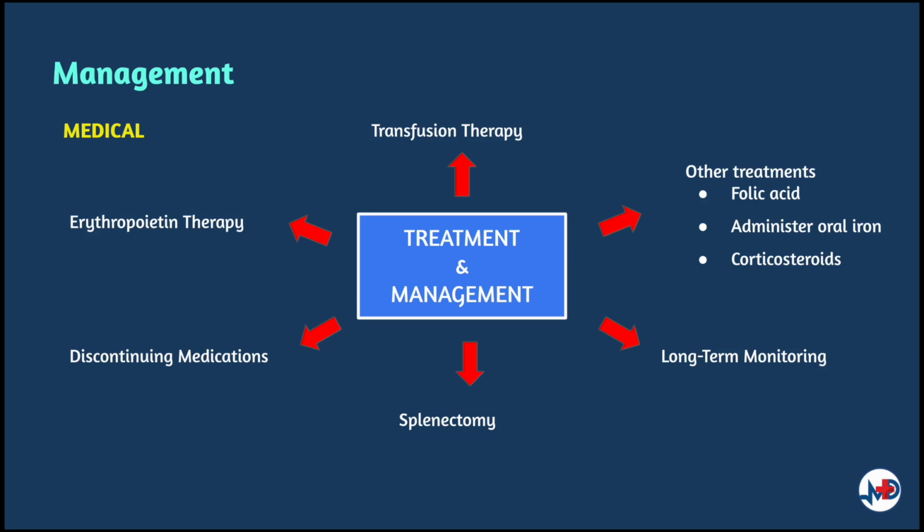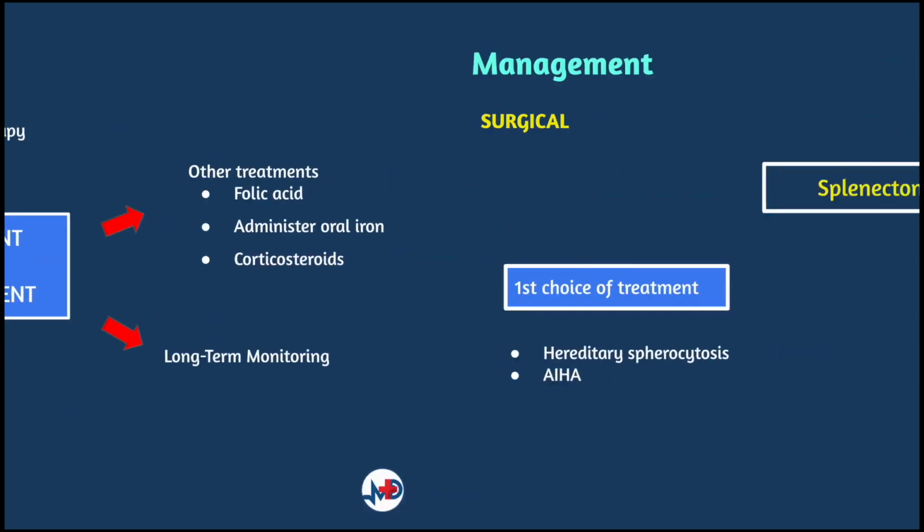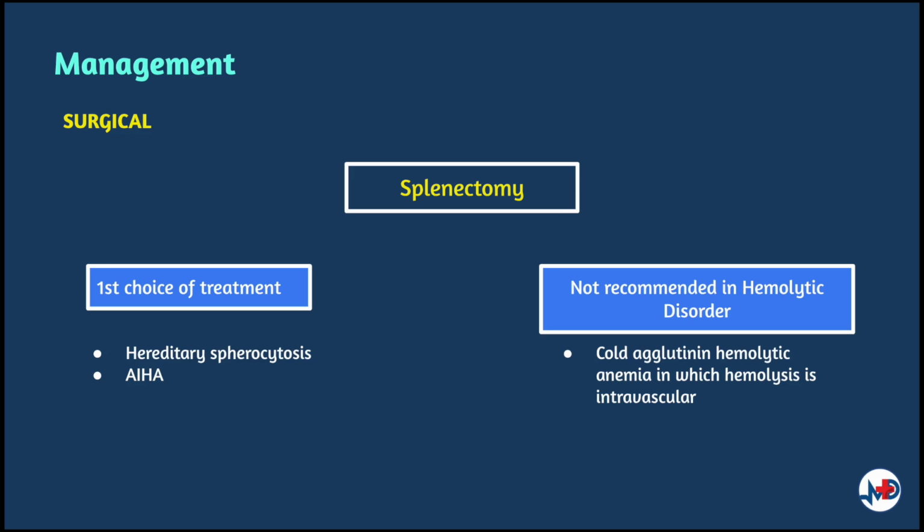Other treatments include folic acid, which should be recommended for patients with ongoing hemolysis. Administer oral iron to patients who have become iron deficient due to the intravascular hemolysis. And one should taper corticosteroids. Occasionally, patients may have to continue low-dose steroids. As mentioned earlier, when it comes to surgery, splenectomy may be the first choice of treatment in some types of hemolytic anemia, such as hereditary spherocytosis and autoimmune hemolytic anemia. Splenectomy is usually not recommended in hemolytic diseases that are intravascular, such as cold agglutinin hemolytic anemia.